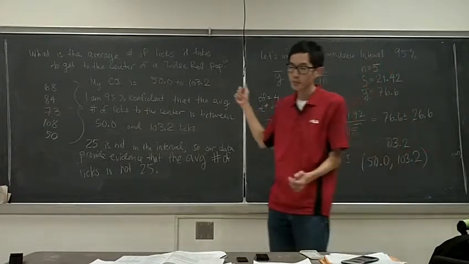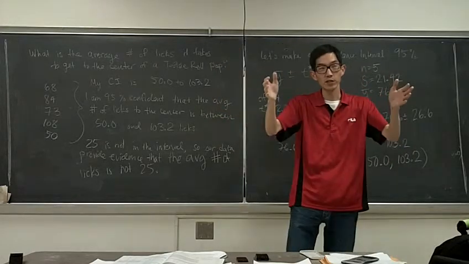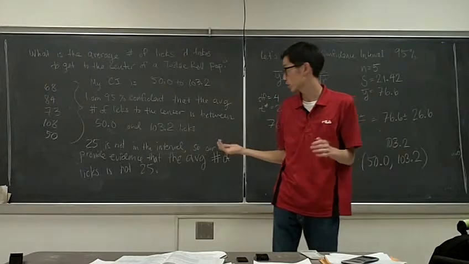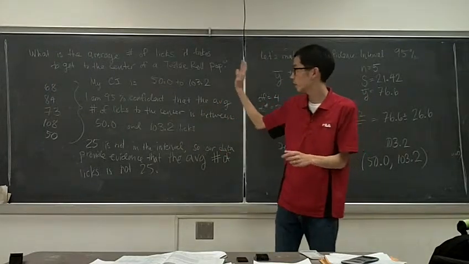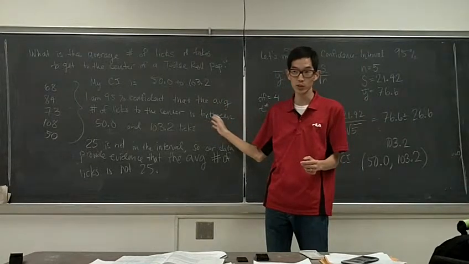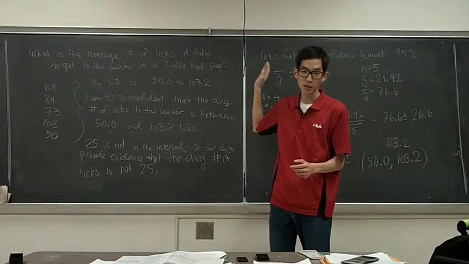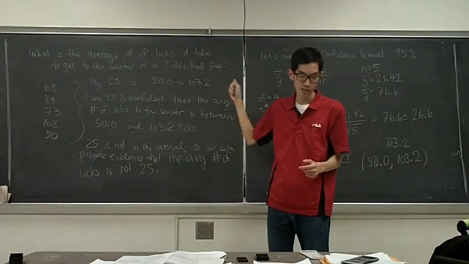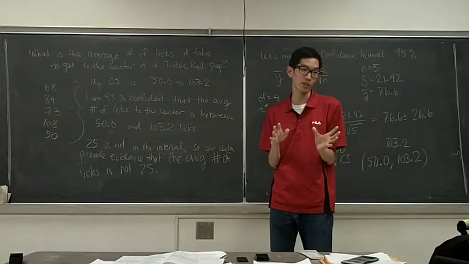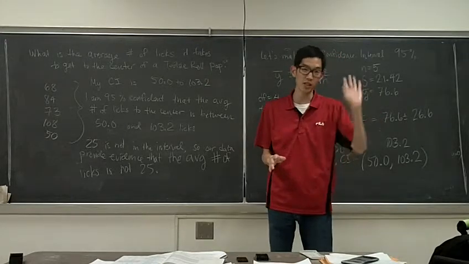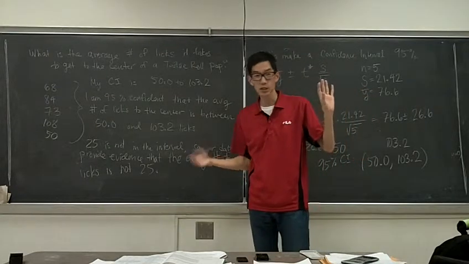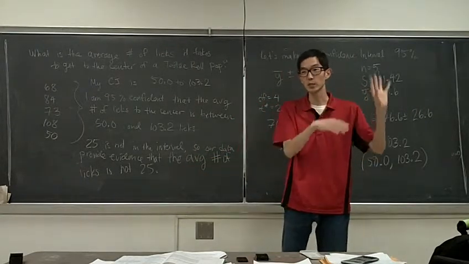So anytime we create a confidence interval, we're not stating a probability of the population mean. It's not correct to say there's a 95% probability that the average number of licks is between 50 and 103.2, okay? Because the average number of licks it takes to get to the center of a Tootsie Roll Pop is some number already determined, okay? It's set at some number that we don't know, so it doesn't make sense to talk probabilistically about something that's fixed.